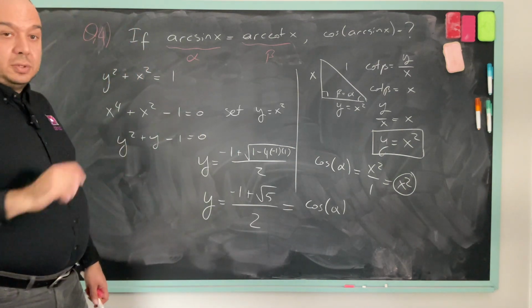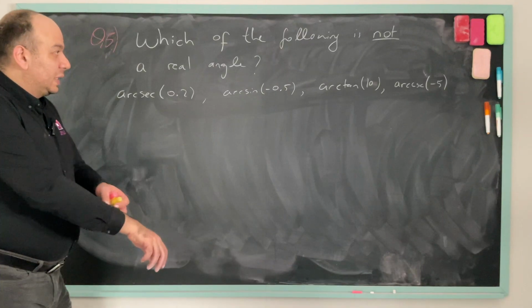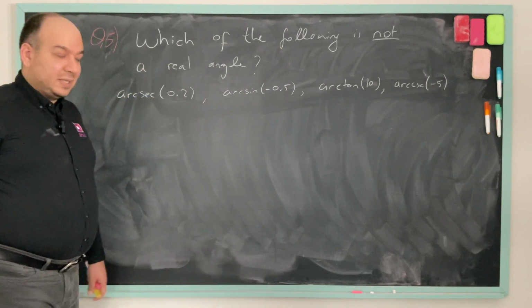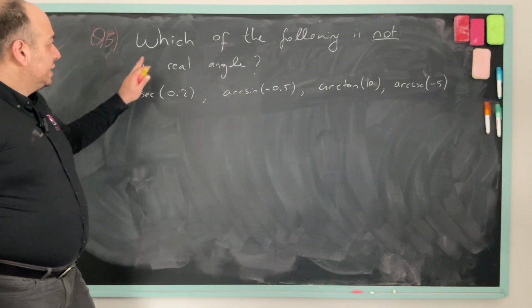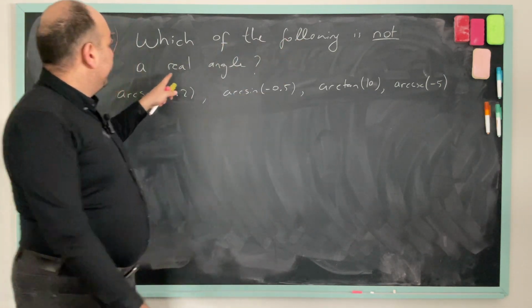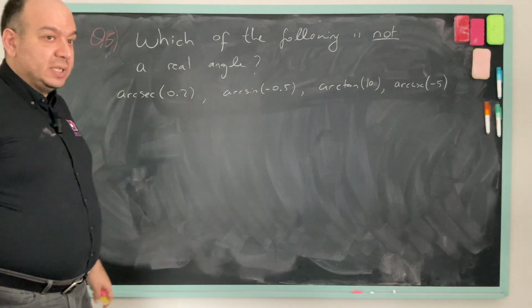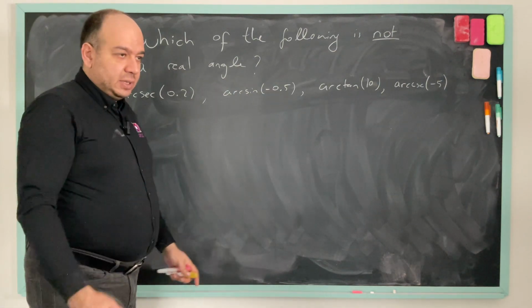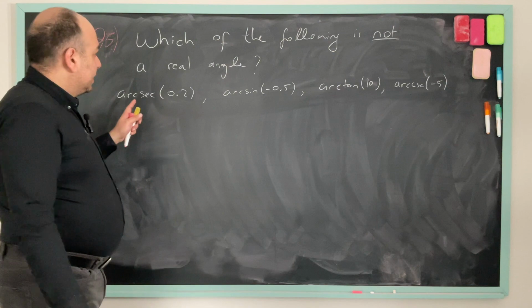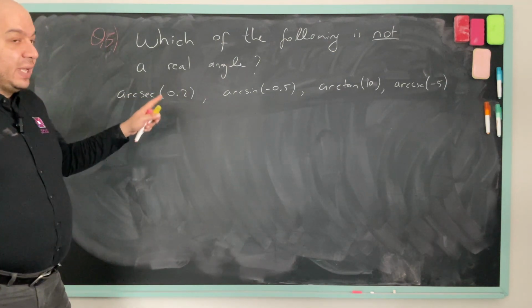So let's move on to the last problem for today. And this is our last question for today. It says, which of the following is not a real angle? Okay, these are all inverse trigonometric functions, and they all return us some angles, right? And we are asking which one is not a real angle.